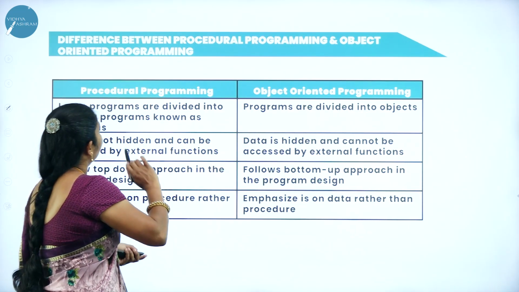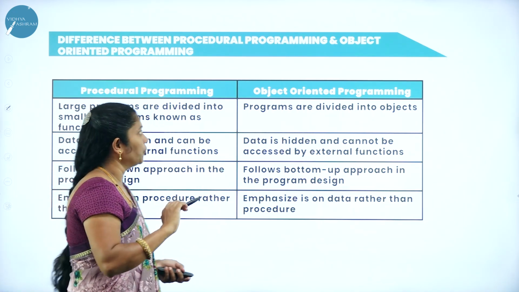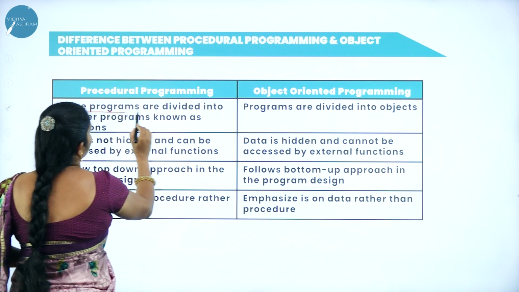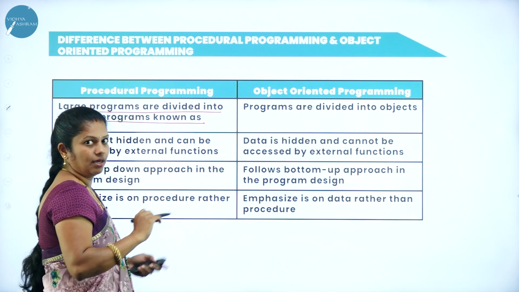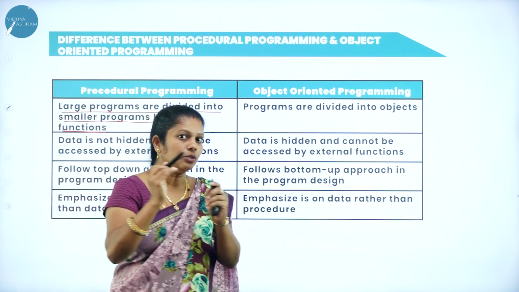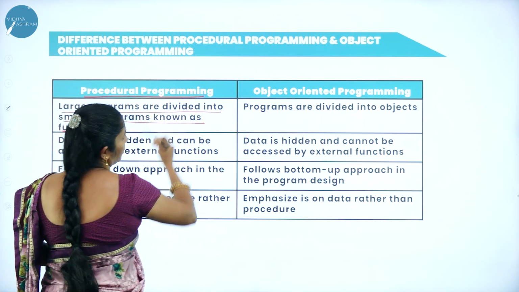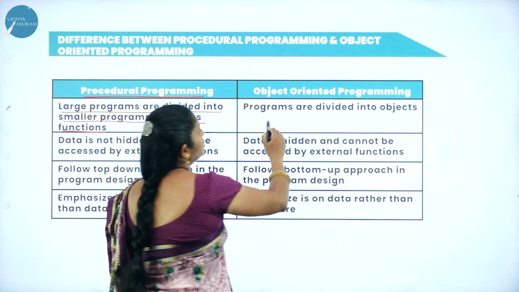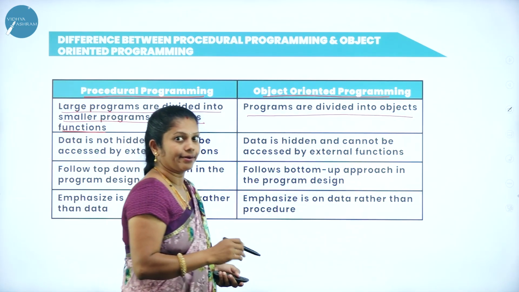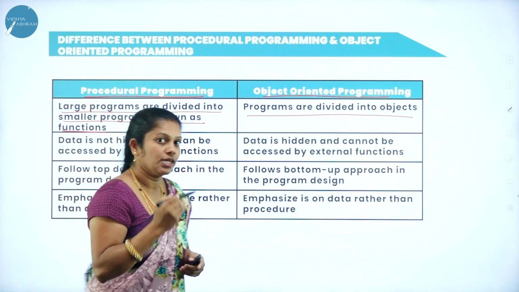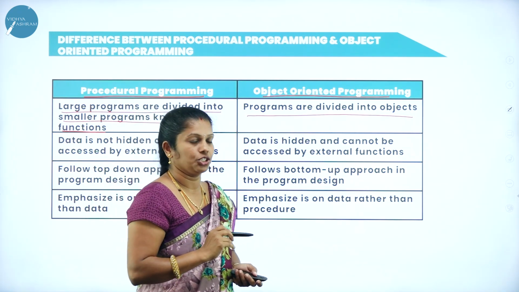When we come to the difference between procedural programming and object-oriented programming, I already told you that large programs are divided into small sub-programs known as functions. The large work is divided into small sub-units in procedural-oriented programming. In object-oriented programming, the programs are divided into objects, and these objects can communicate with each other with the help of functions.